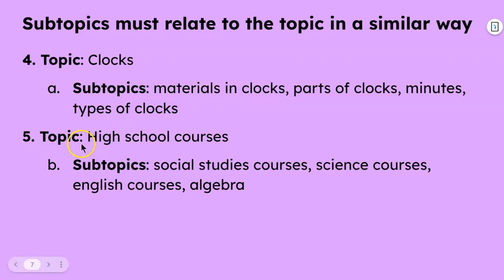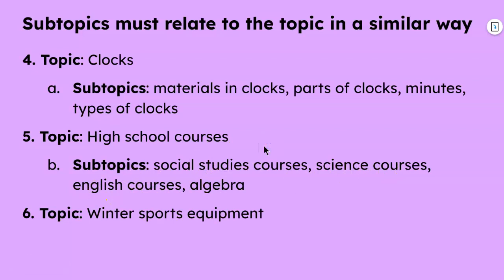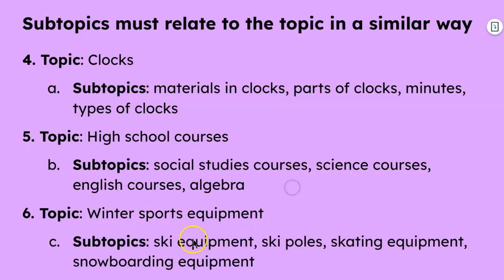So here in number 5, we have high school courses. We did social studies courses, science courses, English courses, and algebra. The one that we'd take out would be algebra because that is more specific. That is one course, whereas social studies courses, science courses, English courses are more broad. And then finally, number 6, we have winter sports equipment, ski poles, skating equipment, snowboarding equipment. The one we would take out would be ski poles because, again, it doesn't relate to the topic the same way that everything else does.